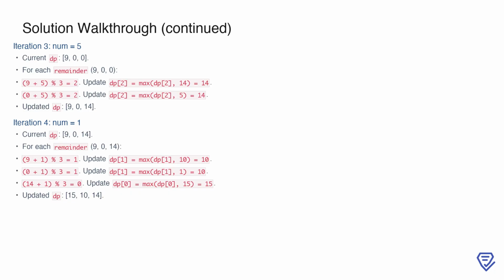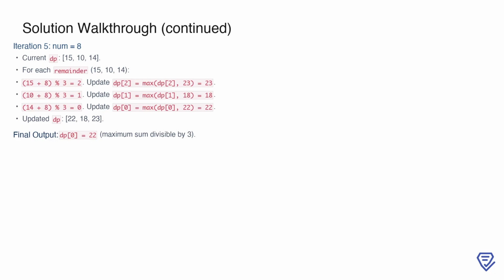Now we consider the number 1. With the current dp of 9, 0, 14, we calculate that adding 1 to the remainder 0 gives (9 + 1) % 3 equals 1, so we update dp[1] to the maximum of its current value or 10, resulting in dp[1] equals 10. Adding 1 to the remainder 0 again gives (0 + 1) % 3 equals 1, but dp[1] remains 10. Finally, adding 1 to the remainder 2 gives (14 + 1) % 3 equals 0, so dp[0] is updated to 15. The updated dp is 15, 10, 14.